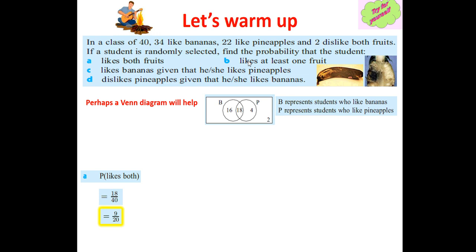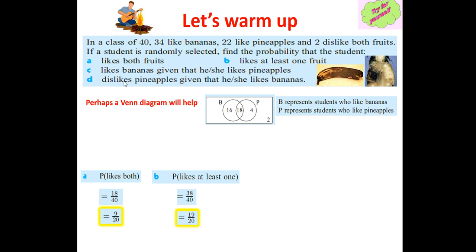Next one, likes at least one fruit. At least one fruit means it could like one fruit, like these two, or both fruit. So it's anything inside the union. So it's basically asking, what's the probability of B union P? So in total there's 38, so that these three add up to 38. So there's 38 in here out of 40, which simplifies, divide the top and bottom by 2, to 19 out of 20.